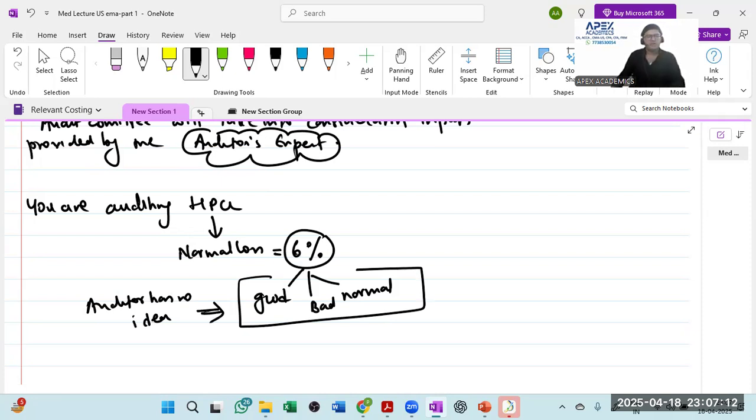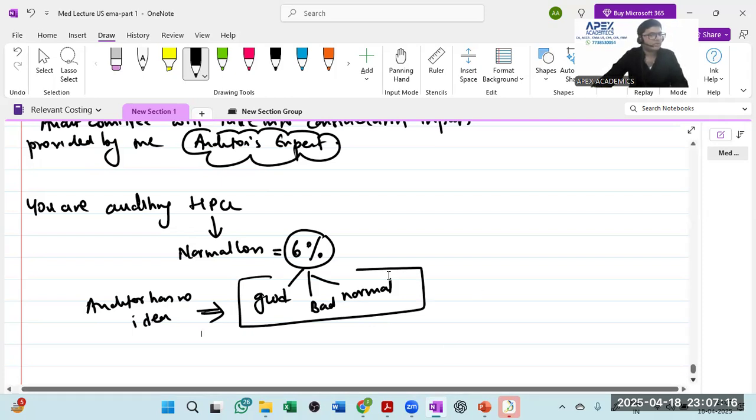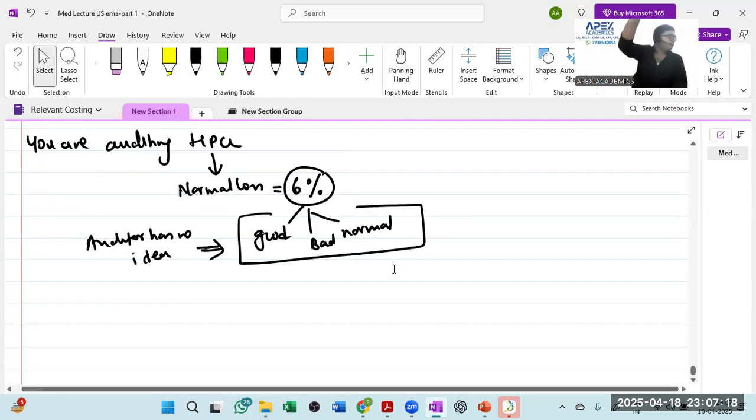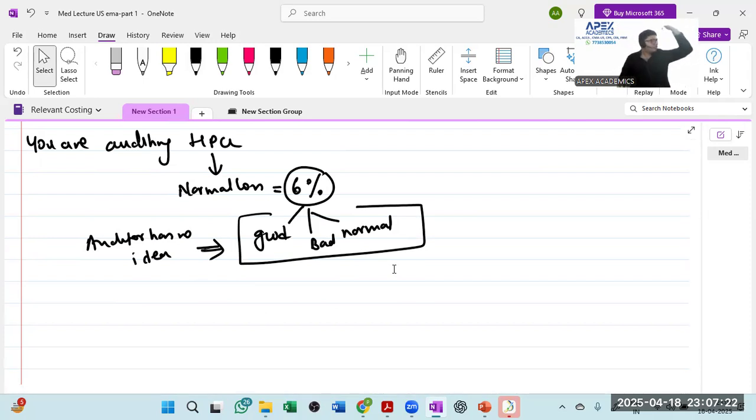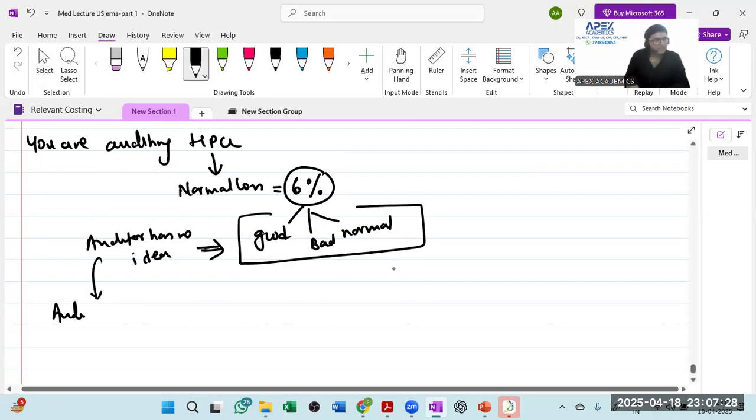So what does the auditor do? The auditor goes to his expert, who is an oil company person. He knows oil companies well, has worked in these oil companies, has got exposure to them. The auditor asks the auditor's expert. The auditor's expert says, "No, man, it should be 3%." Okay. Now, what does the auditor do?